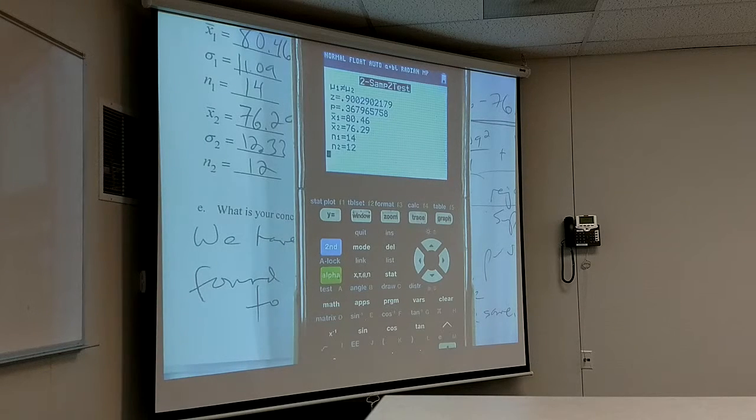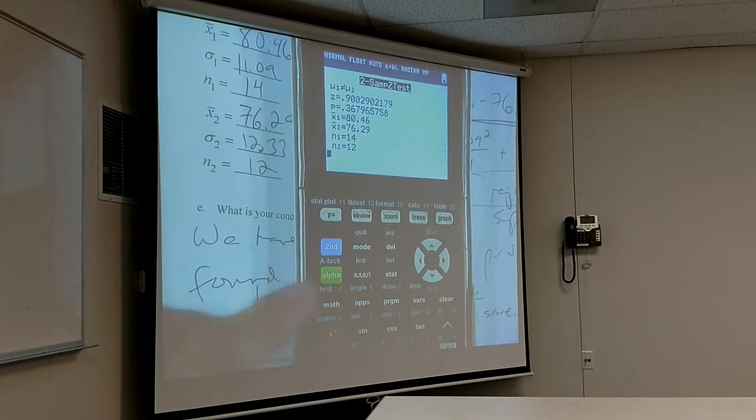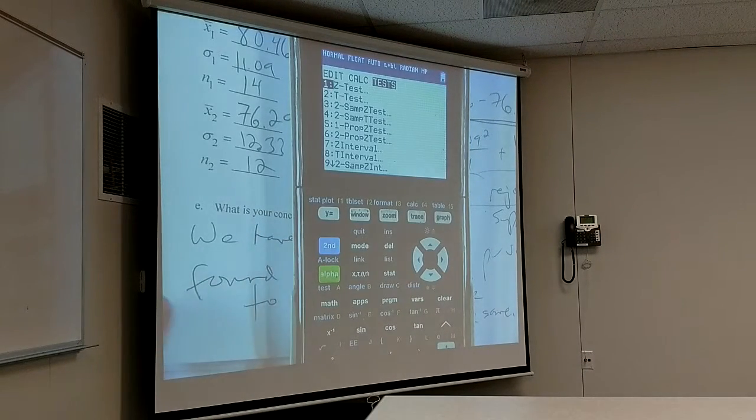Yeah, so go to stat, tests. The first 2 would be chapter 9. And then the next 2 are chapter 10, because chapter 10 is all about 2 samples. And then number 5 would be from chapter 9 for the test for proportion. And number 6 would be from chapter 10, section 10.3, the 2-sample proportion test. And then look, there's intervals.